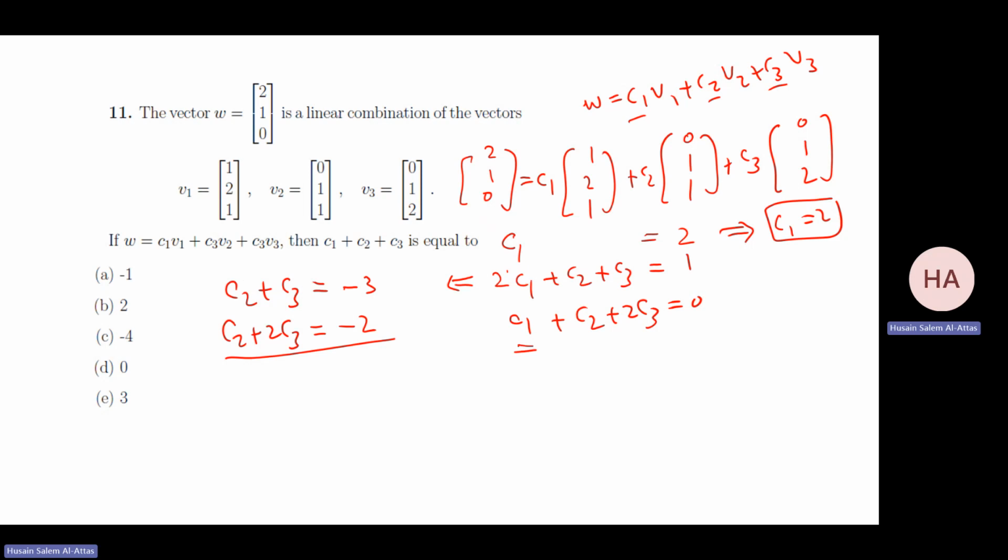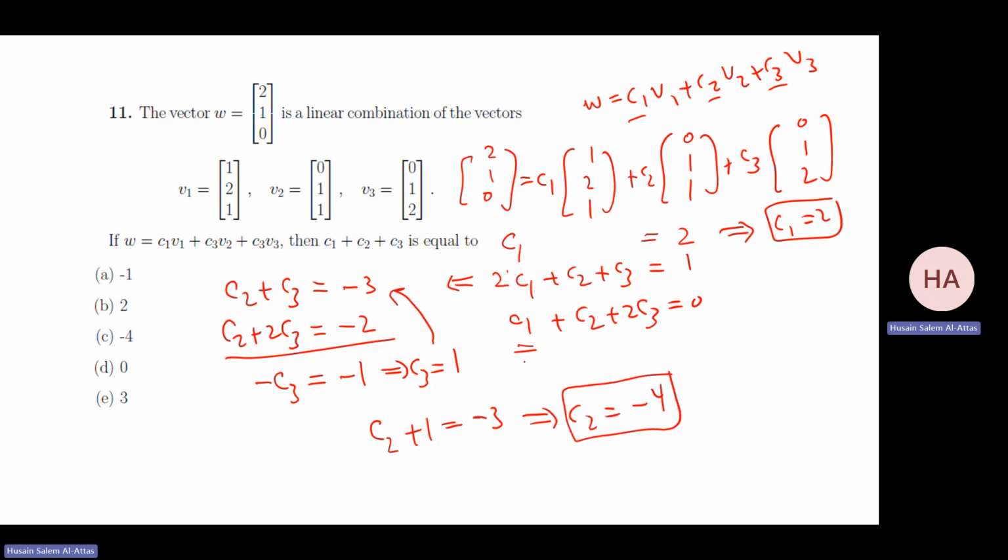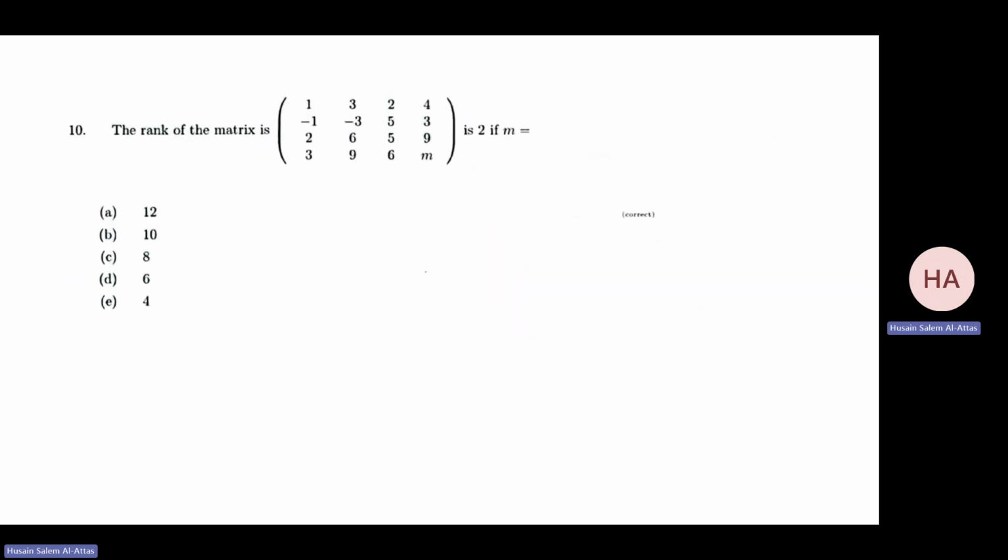Subtract these two. C2 minus C2 is gone, C3 minus 2C3 is minus C3, and minus 3 minus minus 2 is minus 1. So C3 equals 1. Now I need to find C2. So C2 plus 1 equals minus 3, so C2 equals minus 4. So I have C1, C2, and C3. Add them, what will you get? 2 minus 4 plus 1, that is minus 1. This is the answer.